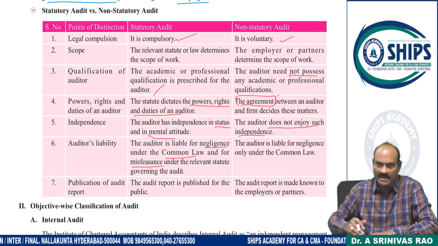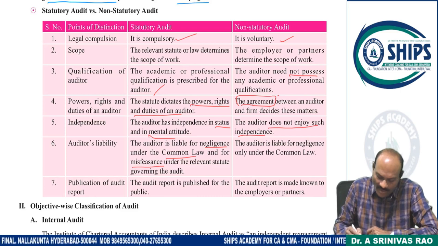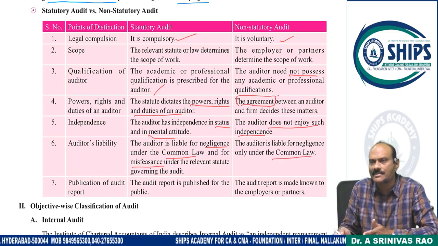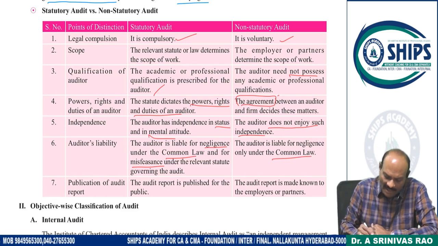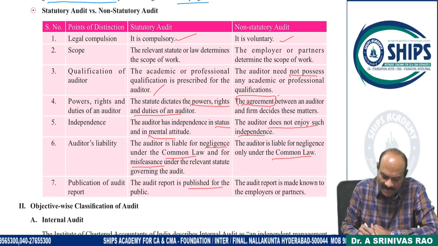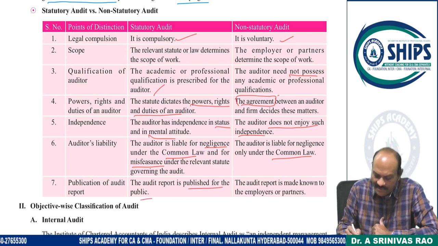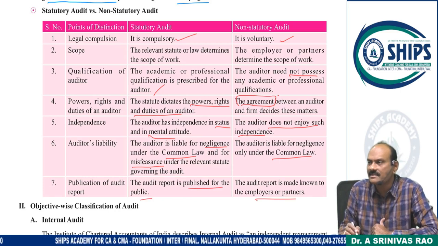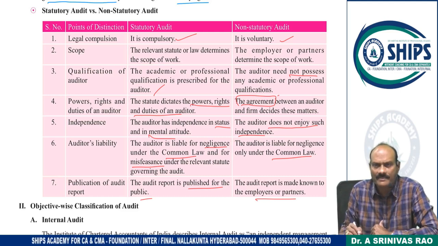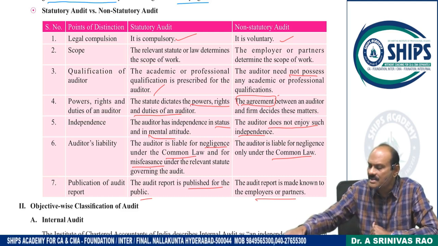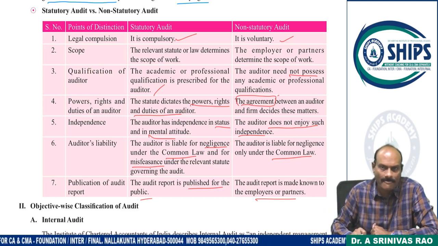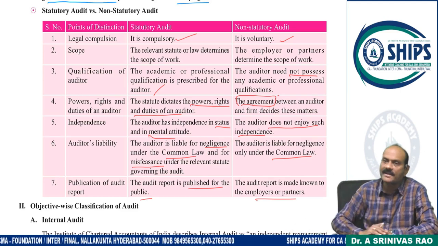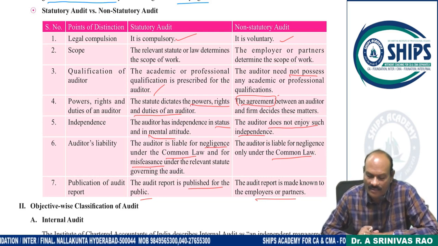We will see in the later part. Auditor is liable for negligence only under the common law. He is liable only to management, but not to anyone outside. The auditor's report is published for the general public, but the non-statutory audit is known only to the employers and owners. Private audit, private document, not for general purpose. It is not available to society as a whole. Right? Quickly give one reading. If you want any point, you can ask me, guys.